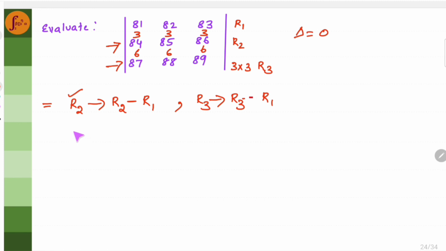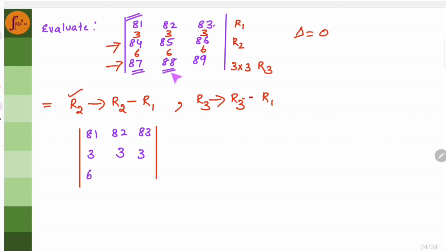So now let's apply this. Row 1 is not going to get modified, right? We leave it like that, 81, 82, 83. Row 2 minus row 1. So let's take the first element, 84 minus the first element of row 1, it is 3. Then the second element of row 2, 85, subtract the second element of row 1, 85 minus 82, 3. Now the third element of row 2 with the third element of row 1, 86 minus 83, 3. Same thing we'll do for the third row. The first element is 87, 87 minus row 1, which is 6.